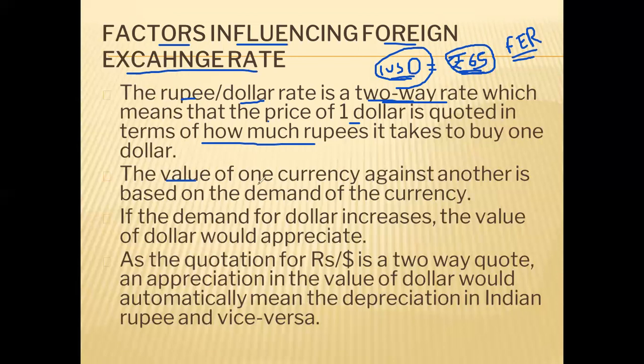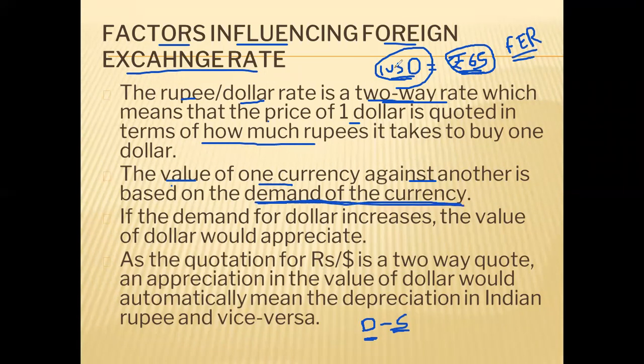The value of one currency against another currency is based on the demand for the currency. As a general economic principle, you know that the main factor influencing the price of any commodity is demand and supply. If demand is more, price will increase. If supply is more, you will have a decrease in price. Similarly, it will apply for currencies also. So the value or price of one currency against another currency is based on the demand for that currency.